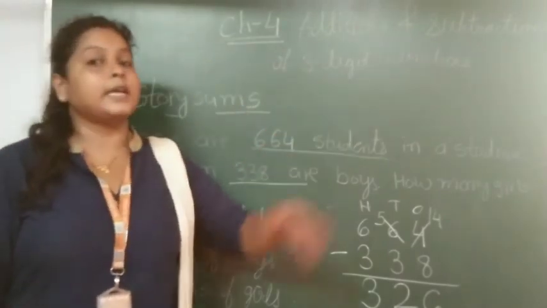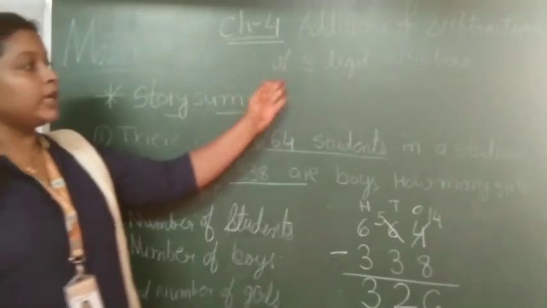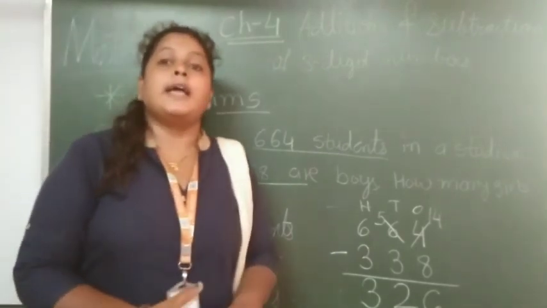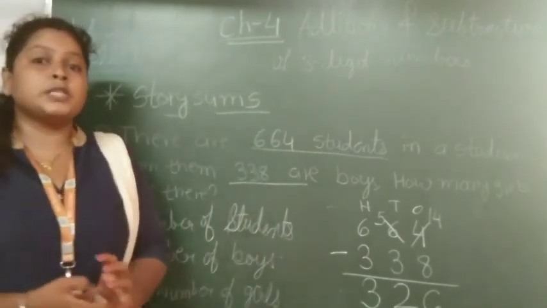And yes, we have completed our chapter number 4, that is addition and subtraction of 3-digit numbers. We have seen many different kinds of addition and subtraction as well as story sums of the addition and subtraction, right?